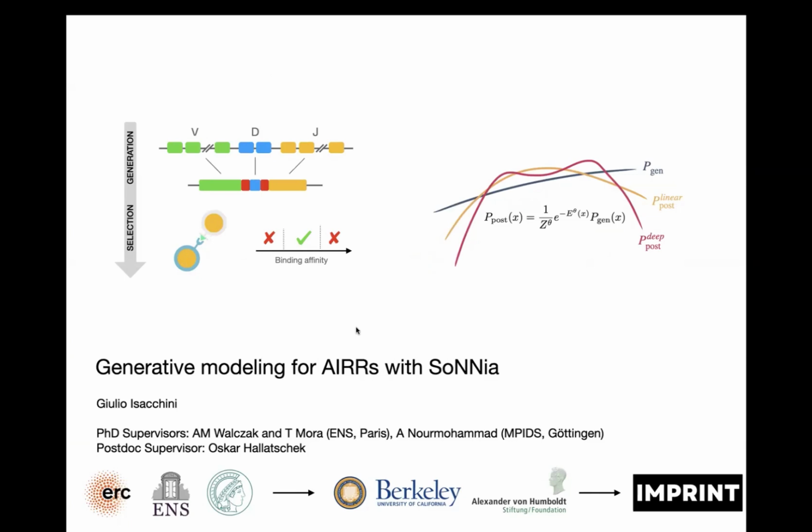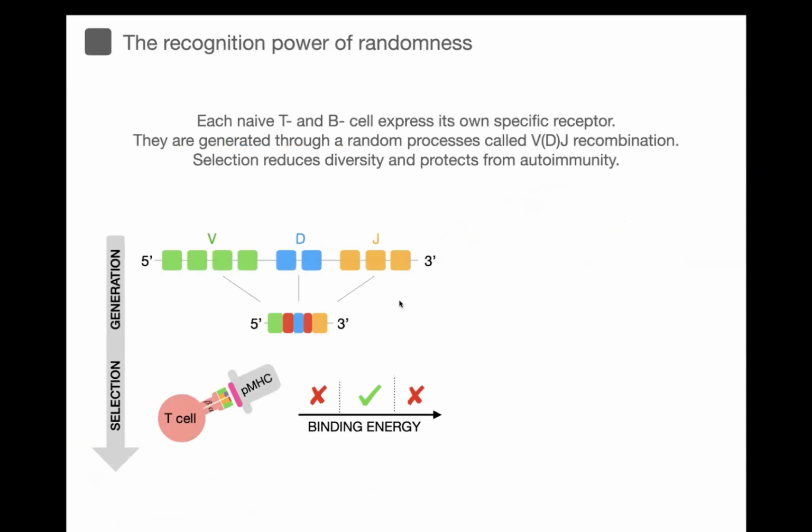So we know that our adaptive immune system is really good at recognizing novel invaders, and is able to do that thanks to the power of randomness. Each naive T and B cell expresses its own receptor, and the repertoire of these receptors is generated through a process called VDJ recombination. On top of that, selection in T cells in the thymus, and in B cells because of central tolerance, reduces diversity and protects us from autoimmunity.